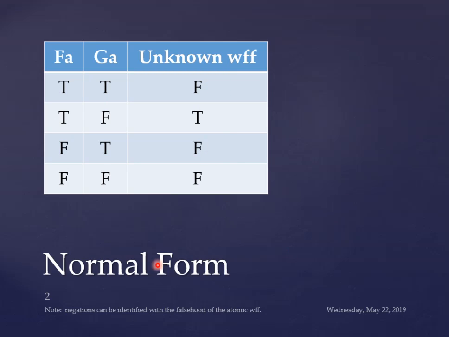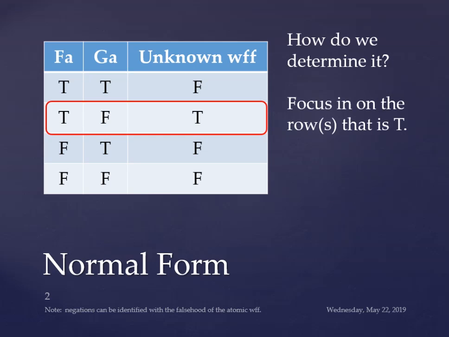So you might think, okay, how are we going to determine what this unknown formula is? Is there a method by which we can represent it? That's the big question. What I want you to do initially is just focus in on the row where it's true. That's important. What we'll do then is take a look at the atomic parts of this formula that are going to make this true.